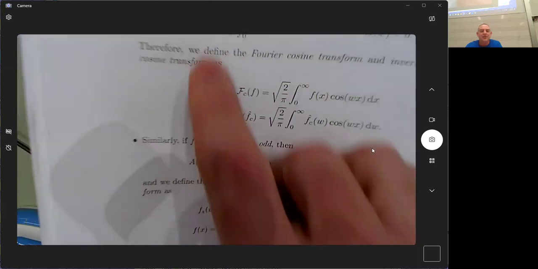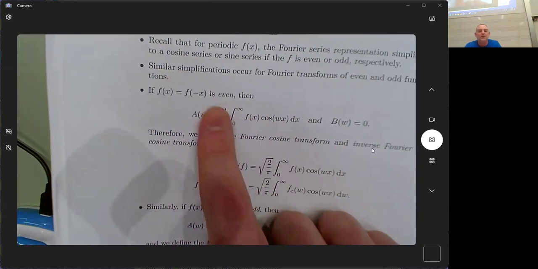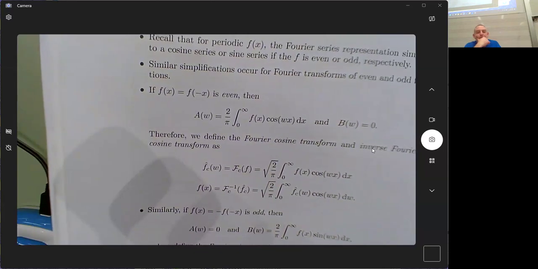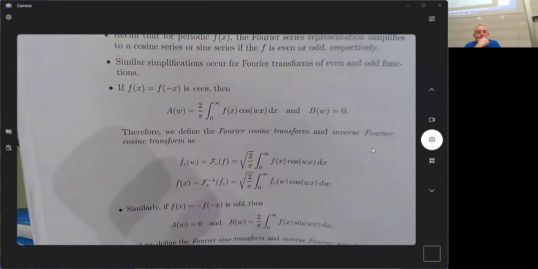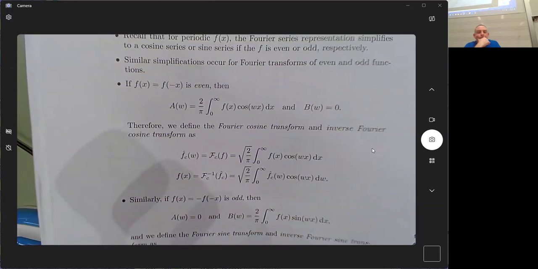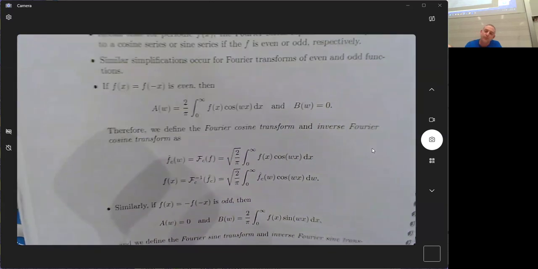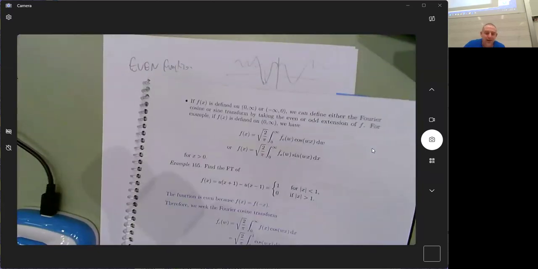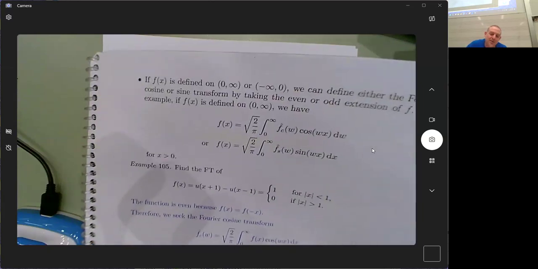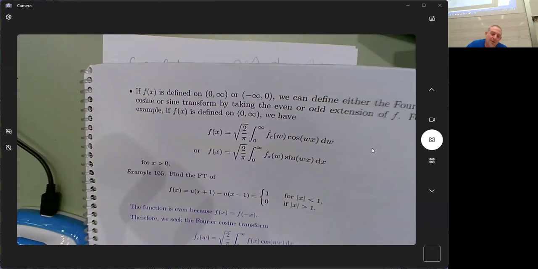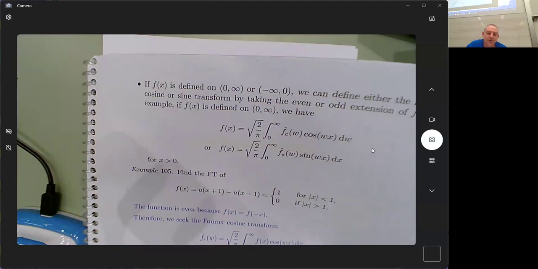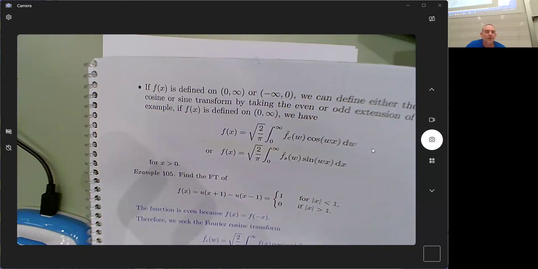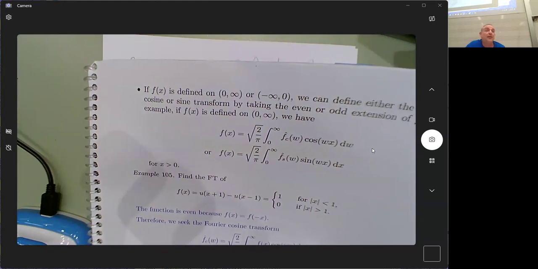But yes, officially it says that you can only do the cosine one if it's an even function. Oh, look at that. If f of x is defined on 0 to infinity or minus infinity to infinity, we can define either the Fourier cosine or Fourier sine transform by taking an even or odd extension. So that's the official words, even or odd extension, is what I call pretending it's even or odd.